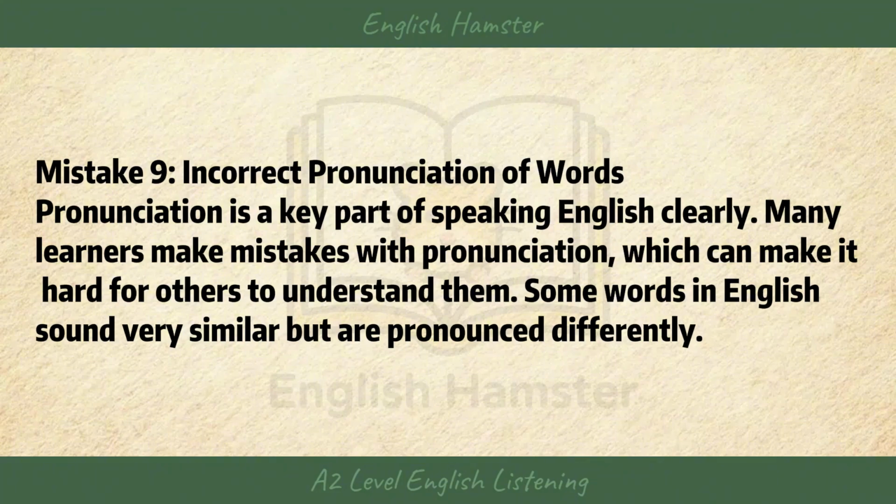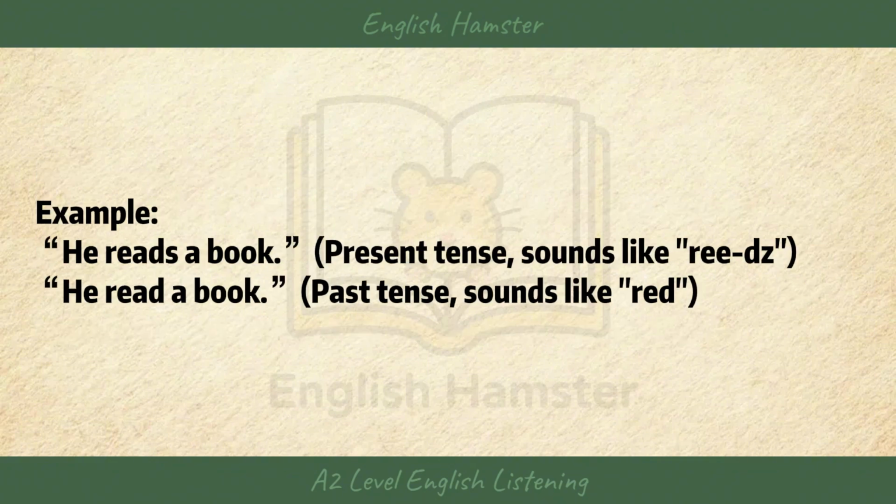Mistake 9. Incorrect pronunciation of words. Pronunciation is a key part of speaking English clearly. Many learners make mistakes with pronunciation, which can make it hard for others to understand them. Some words in English sound very similar but are pronounced differently. Example: he reads a book. Present tense sounds like reads. He read a book. Past tense sounds like read.